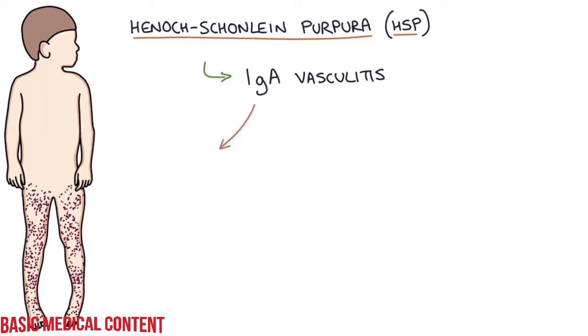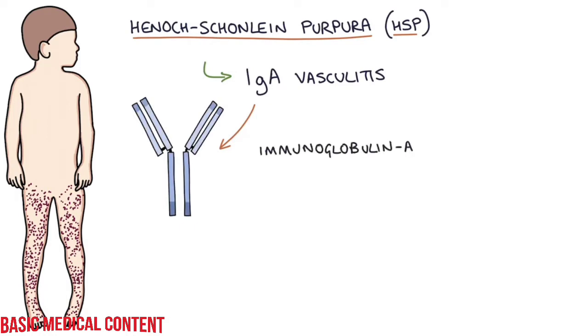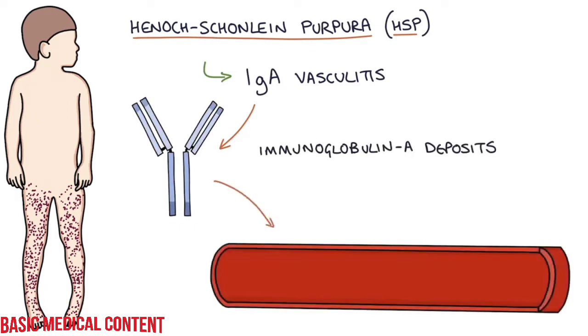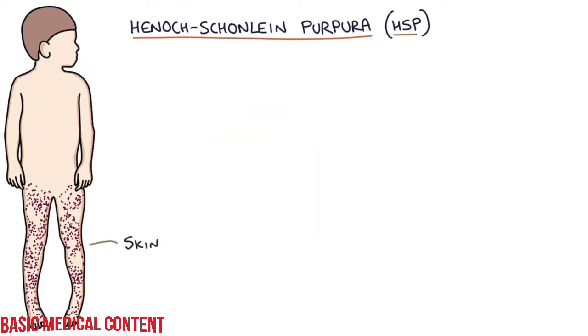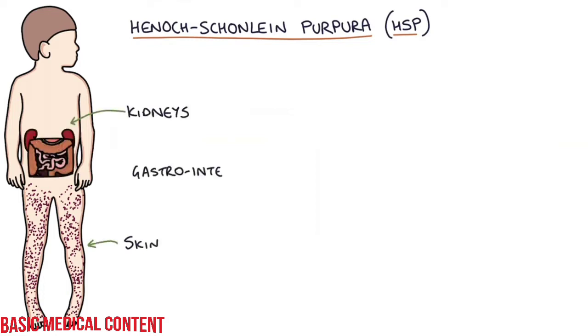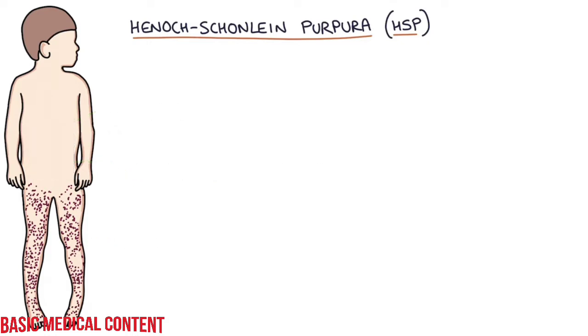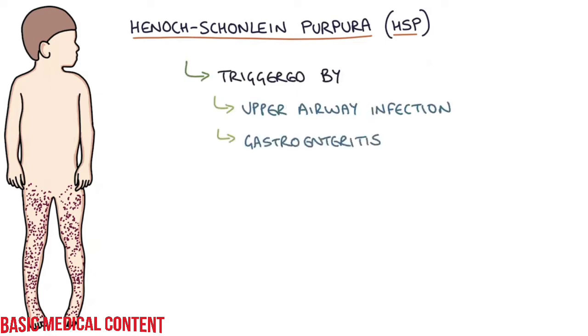Inflammation occurs in the affected organs due to IgA or immunoglobulin A deposits in the blood vessels. It affects the skin, kidneys, and the gastrointestinal tract. The condition is often triggered by an upper airway infection or gastroenteritis prior to the development of the HSP. It's most common in children under the age of 10 years.